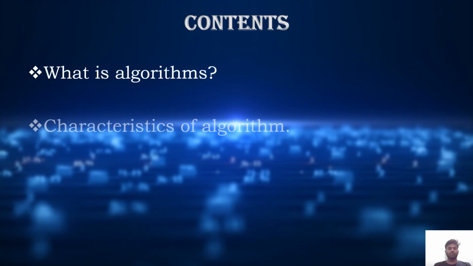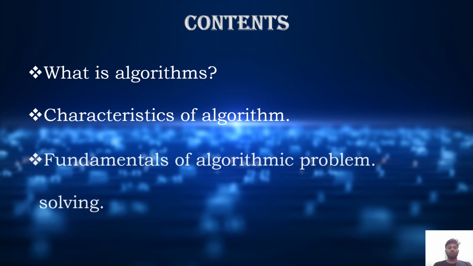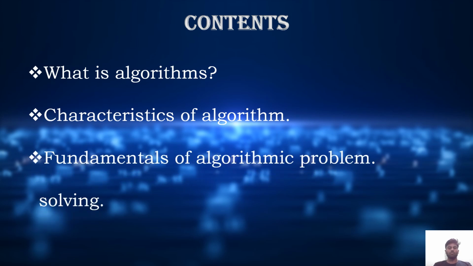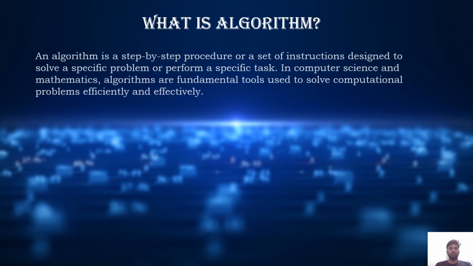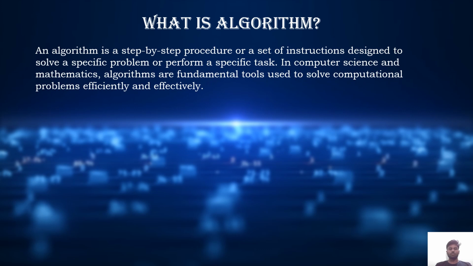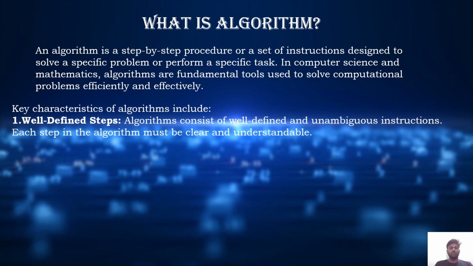Contents: what is an algorithm? Characteristics of an algorithm. Fundamentals of algorithmic problem solving. What is an algorithm? An algorithm is a step-by-step procedure or a set of instructions designed to solve a specific problem or perform a specific task. In computer science and mathematics, algorithms are fundamental tools used to solve computational problems efficiently and effectively. Key characteristics of an algorithm include well-defined steps.